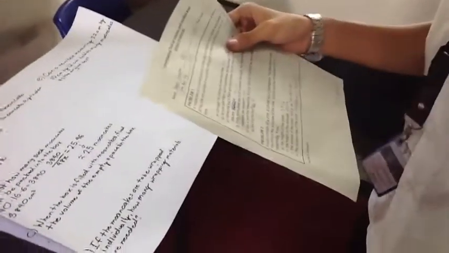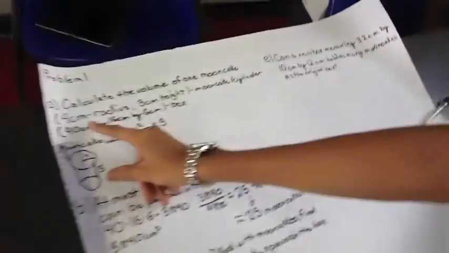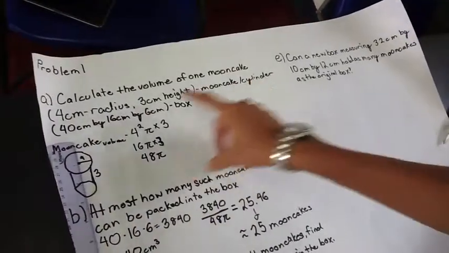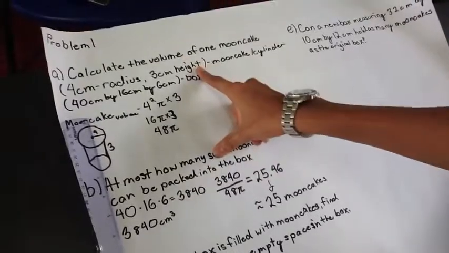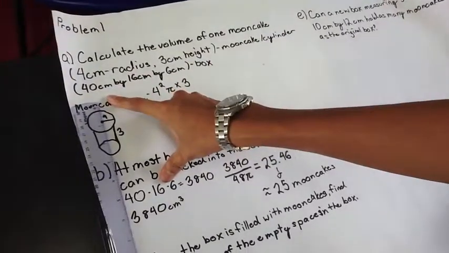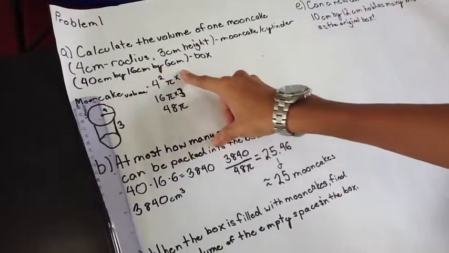So hello. So problem number one. A mooncake is in cylindrical form of radius 4 cm and height of 3 cm. Some mooncakes of this size are packed into a closed rectangular box measuring 40 cm by 16 cm by 6 cm. As you can see here, the mooncake cylinder is 4 cm radius, and 3 cm height, while the box is 40 cm by 16 cm by 6 cm.